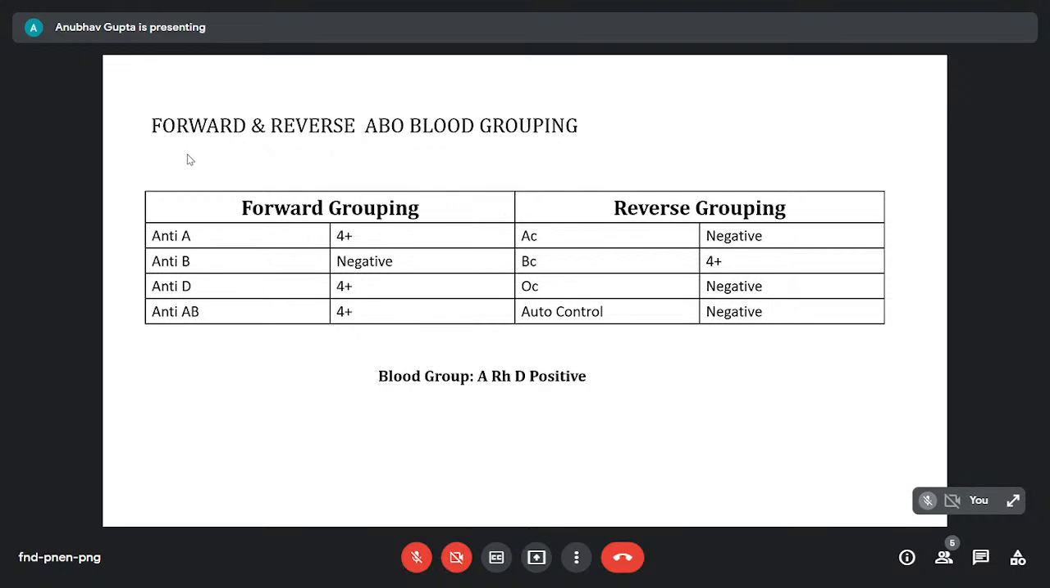And if it is negative, that means you are not harboring A and B antigen, and also you are not harboring that antigen which you are testing with that antibody.